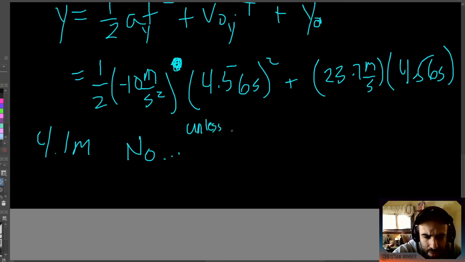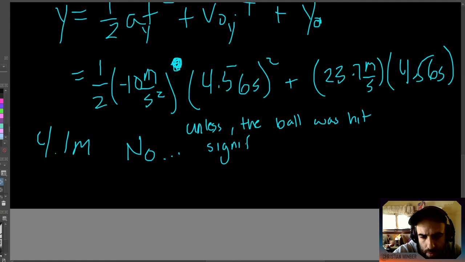Unless the ball was hit significantly off the ground, meaning like Vlad Guerrero need not apply. Go Angels.